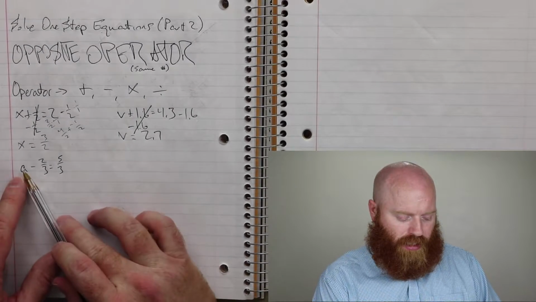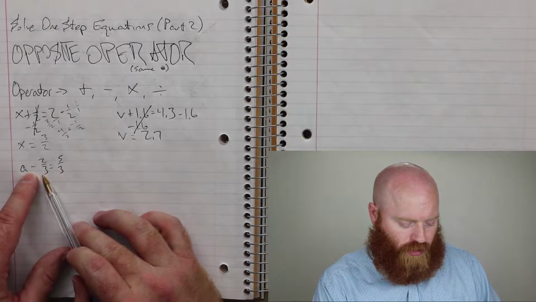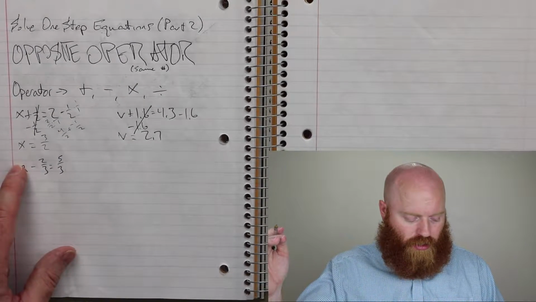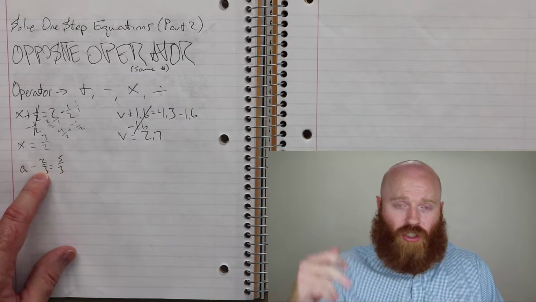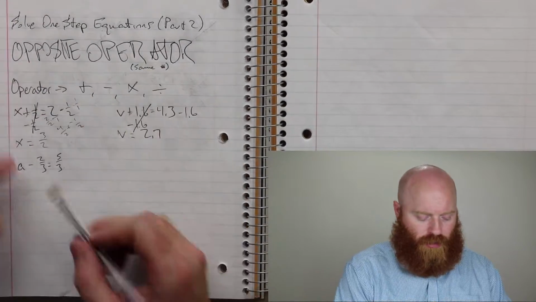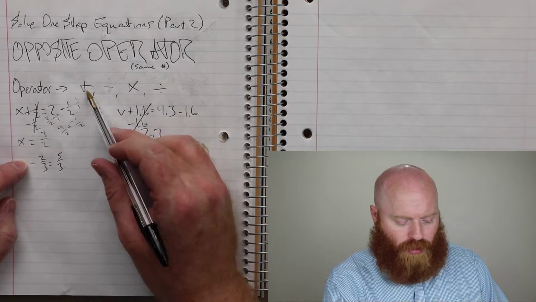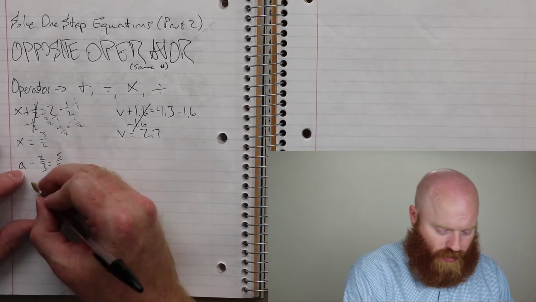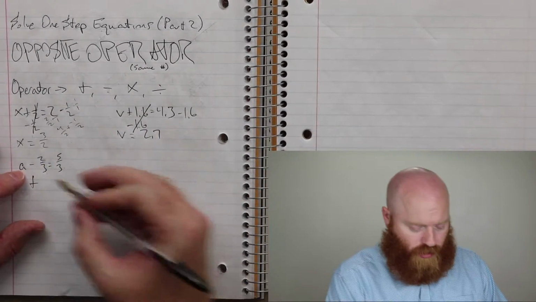So what would be a secret number when you take away 2/3, you get 5/3? I think it's 7/3. If I had 7/3, and I subtracted 2/3, I'd have 5/3. But the bottom line is, let's do opposite operator, same number. The operator is minus this time. The opposite of plus is minus, the opposite of minus is plus. The opposite of times is divided, the opposite of divided is times. So the opposite of minus is plus, and the same number though, 2/3.